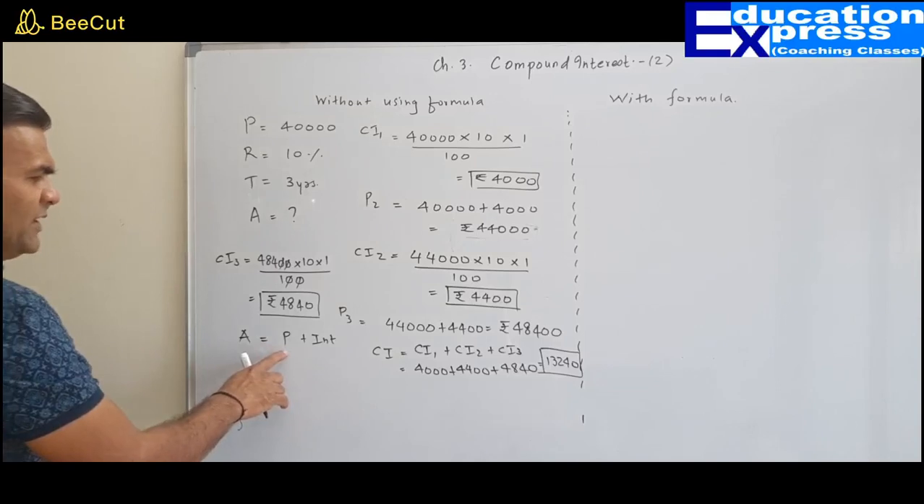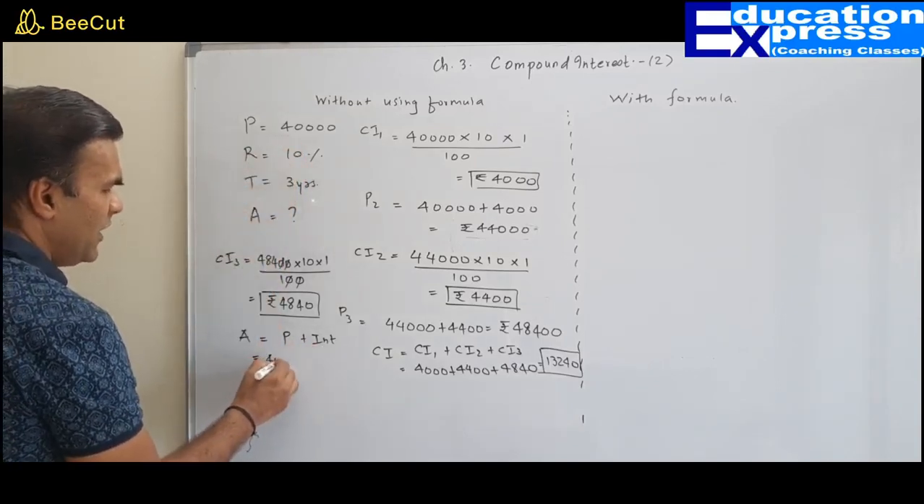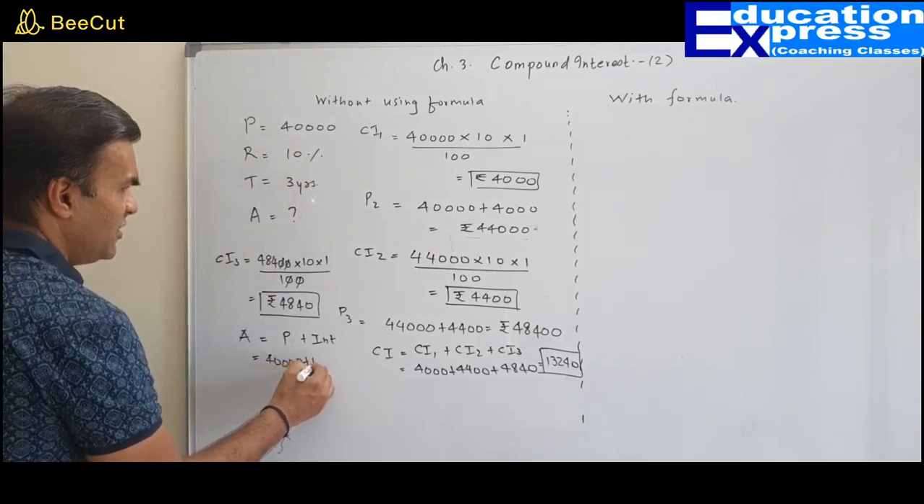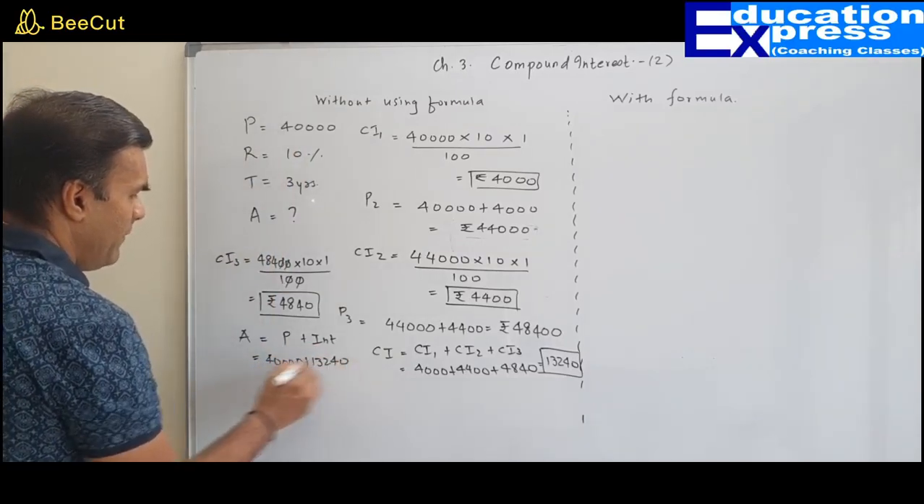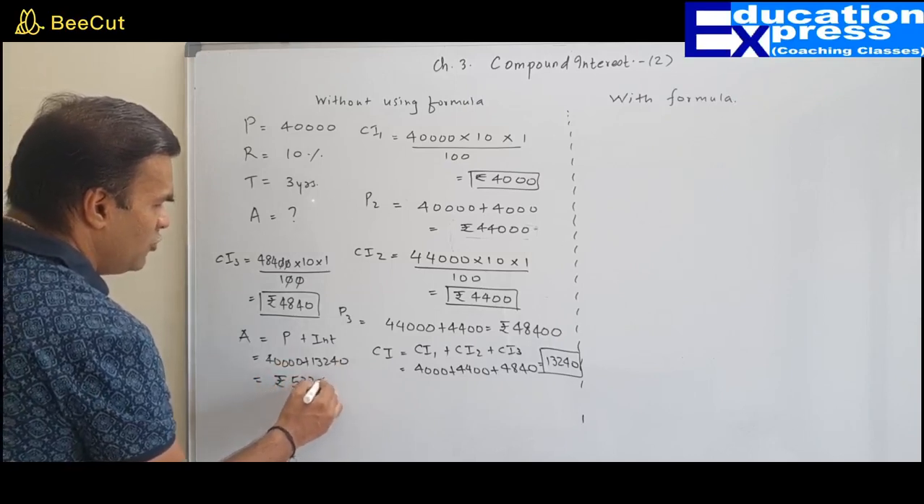Amount equals principal plus interest. My principal is 40,000. Interest is 13,240. So the total amount would be 53,240.